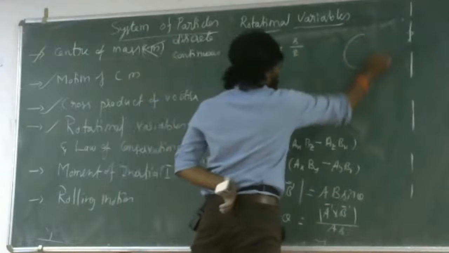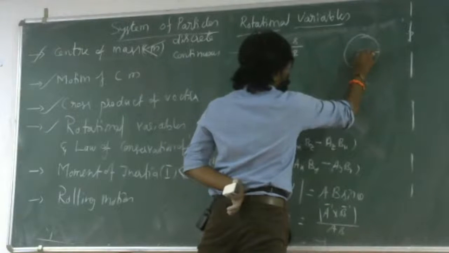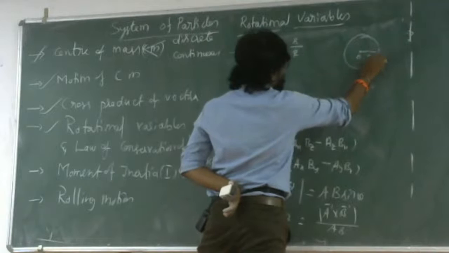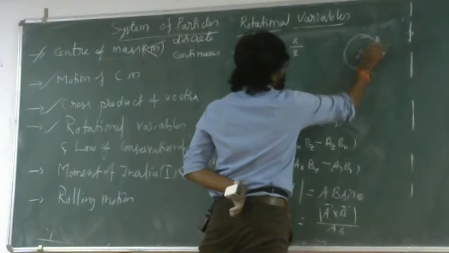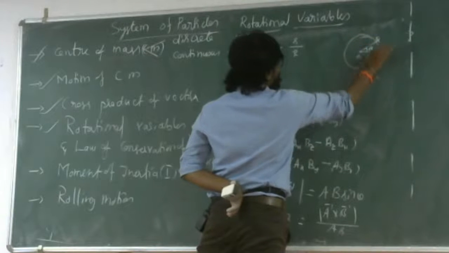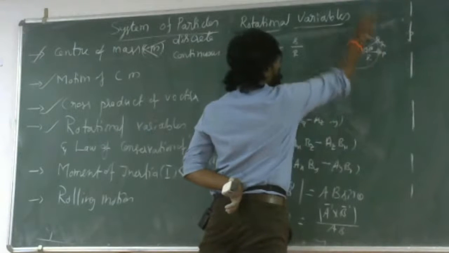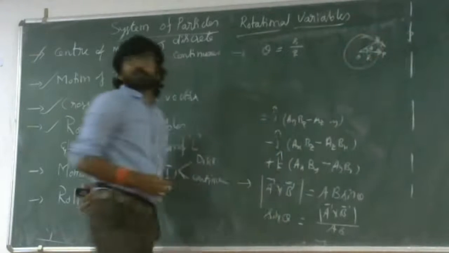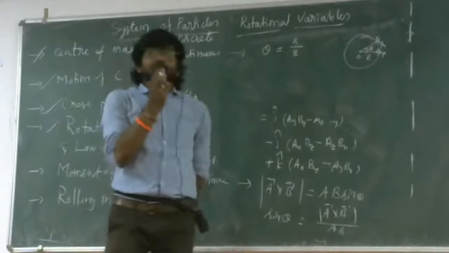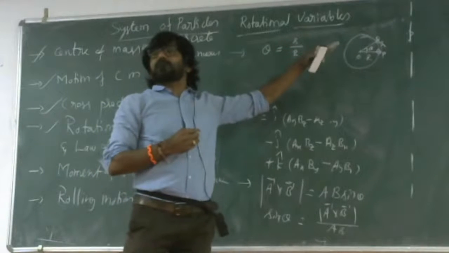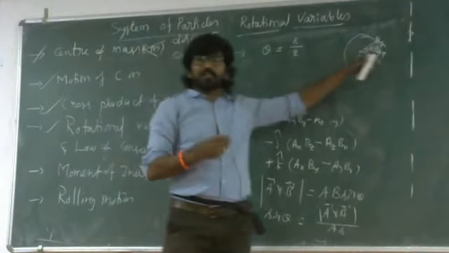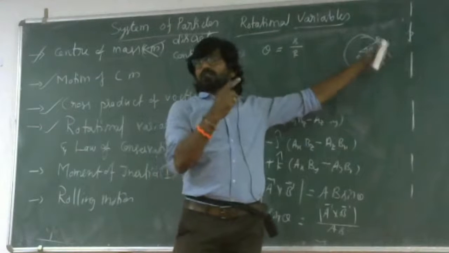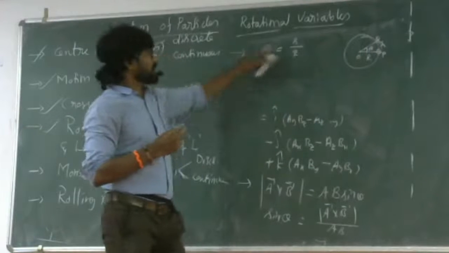The particle is moving on a circle. This is the center. If the particle is moving from P to Q, the radius vector goes through a small angle theta. This is linear displacement, and this is angular displacement. The angle swept by the radius vector when a particle moves from one point to another on the circumference is called angular displacement.